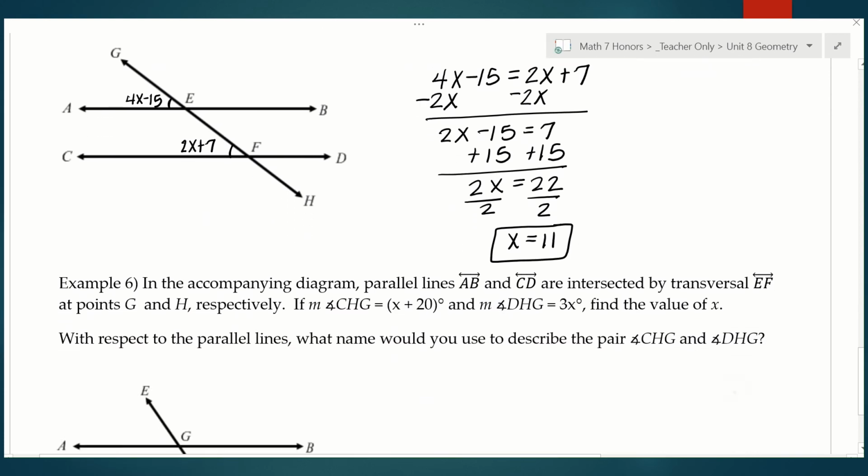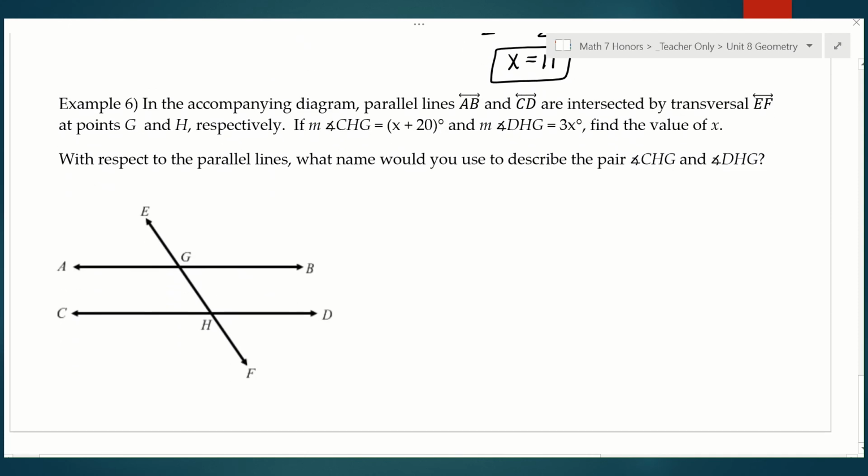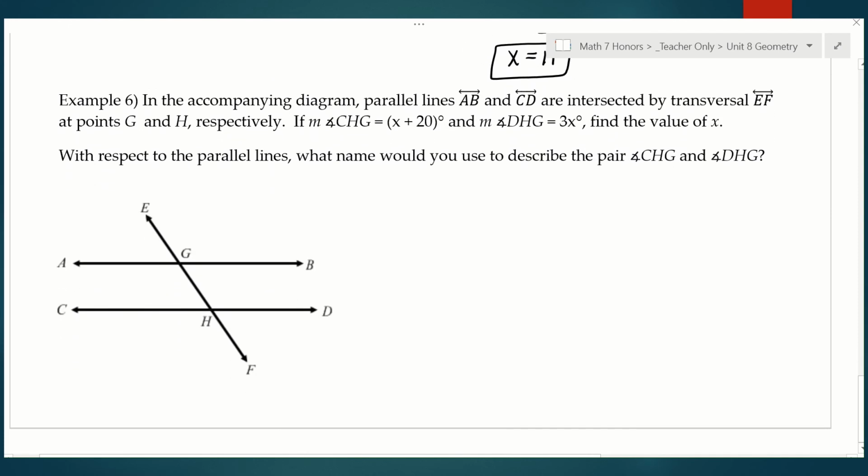All right, last example, example 6. In the accompanying diagram, parallel lines AB and CD are intersected by transversal EF at points G and H respectively. If the measure of angle CHG is x plus 20 degrees and the measure of angle DHG is 3x degrees, find the value of x.